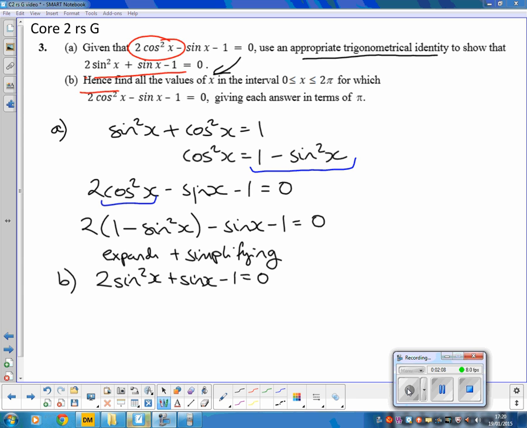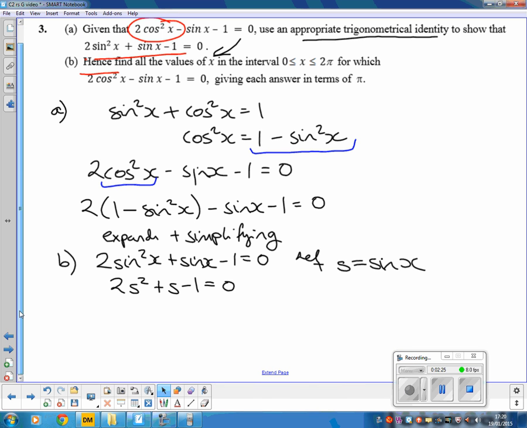If you find it easier, pick a letter. For example, I'm going to say let s equals sine x, and I'm going to rewrite it using s. So that's 2s squared plus s minus 1 equals 0. Now, I'm just going to use my quadratic equation skills. So I've got to think about, does this factorise? Well, let's have a go.